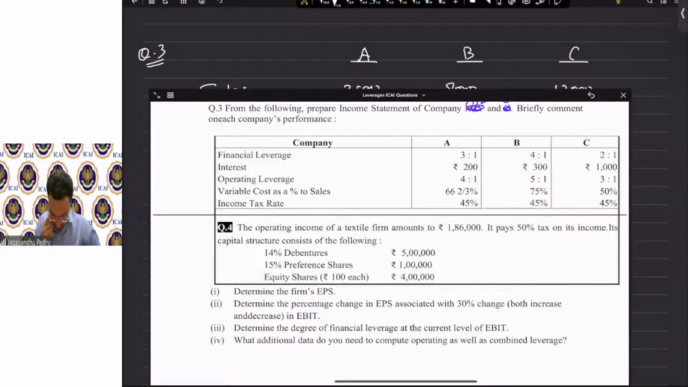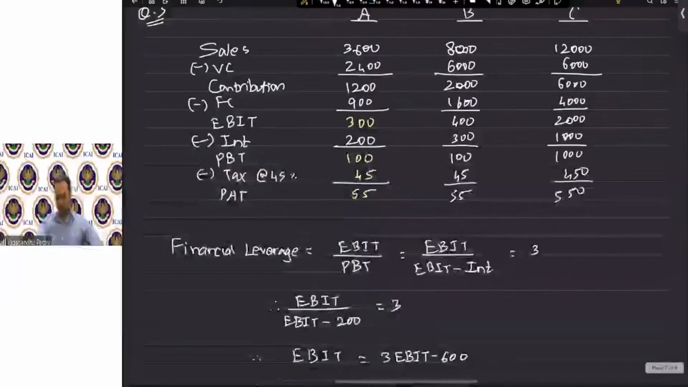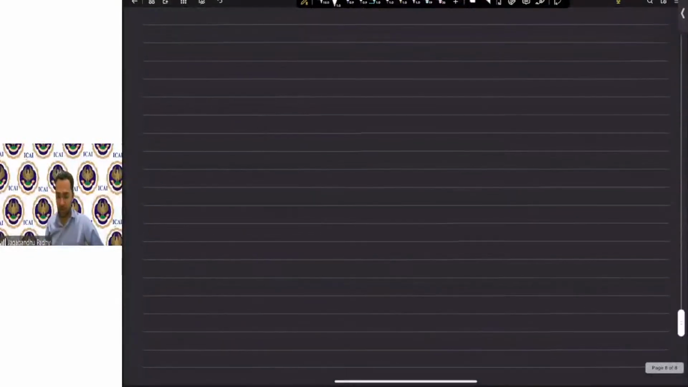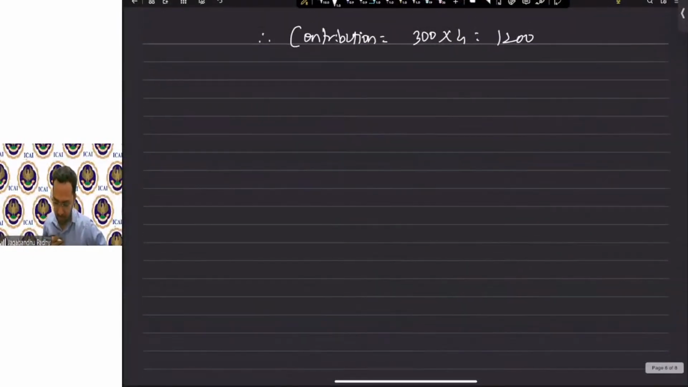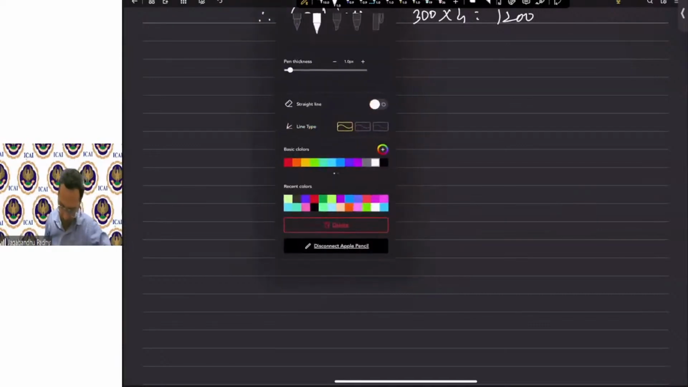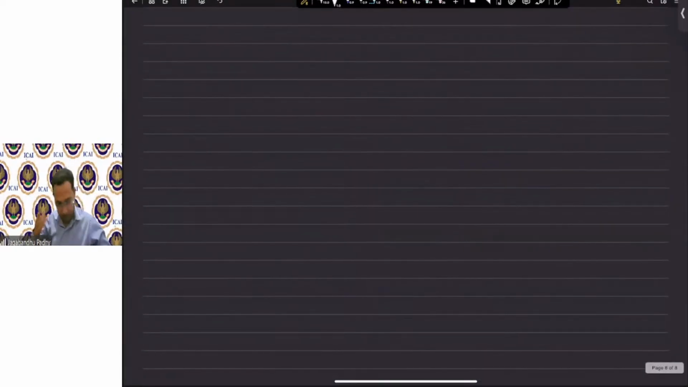Okay, guys. So let's go for the next stage where we are going to look at the financial leverage when there is preference dividend. Financial leverage.